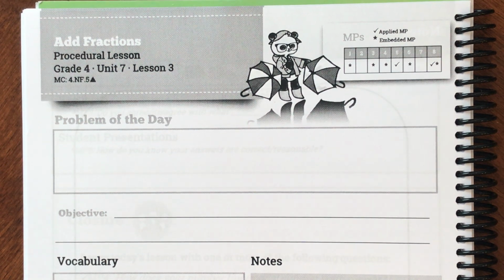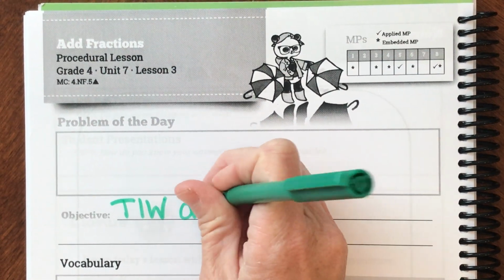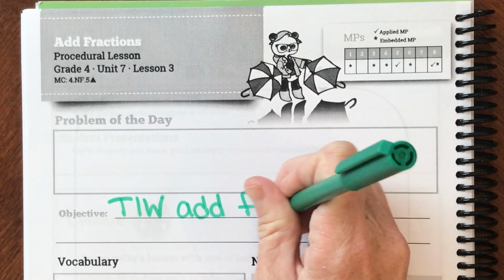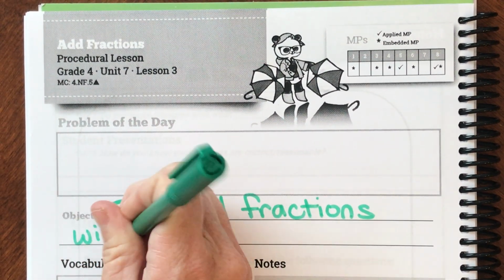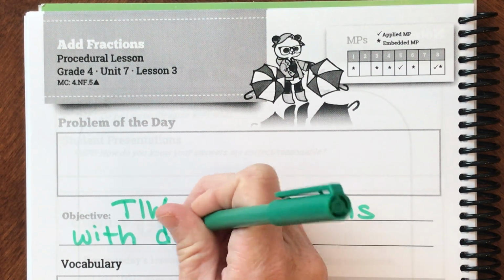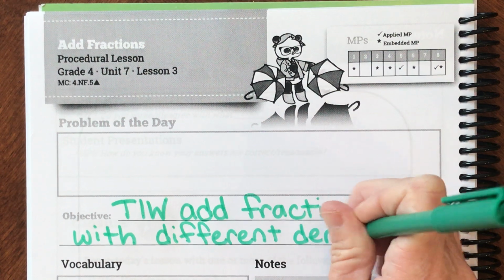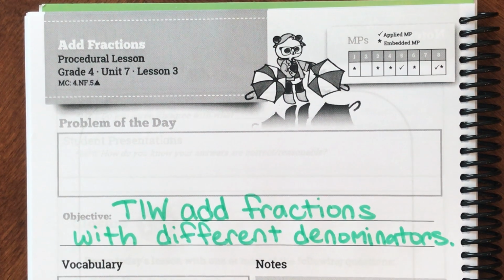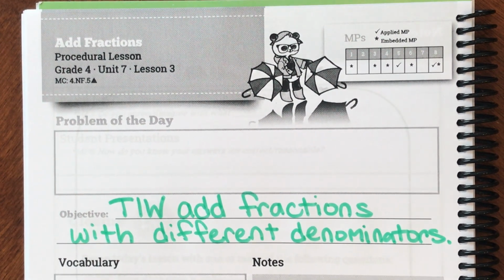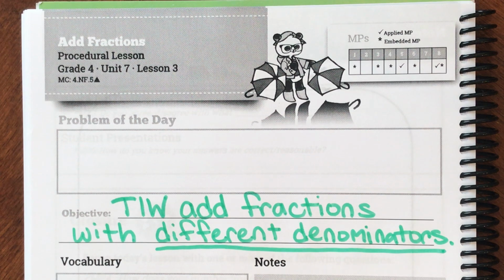Our objective today is: today I will add fractions with different denominators. So today I will add fractions with different denominators. We have added fractions before, but this is our new part today, with different denominators.